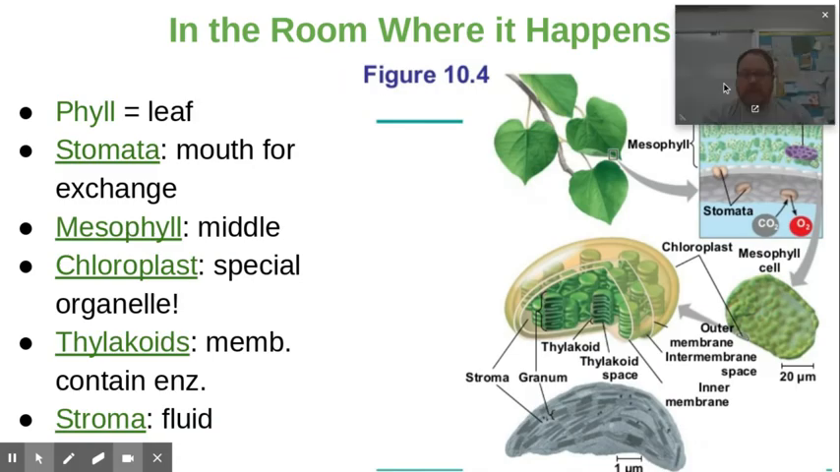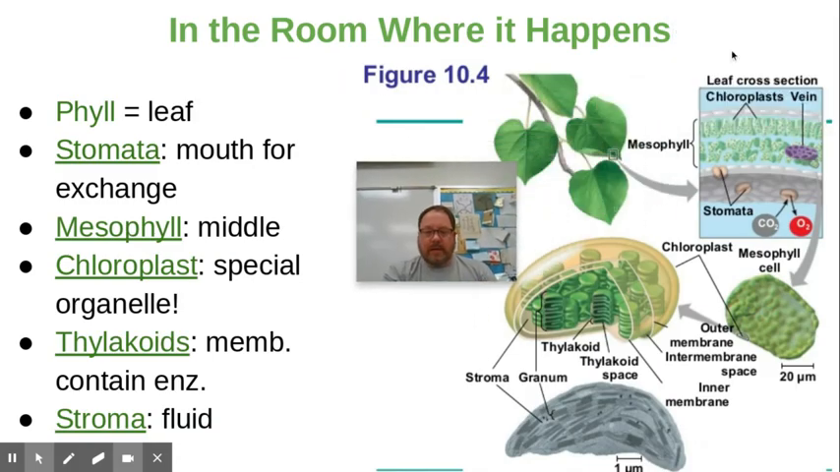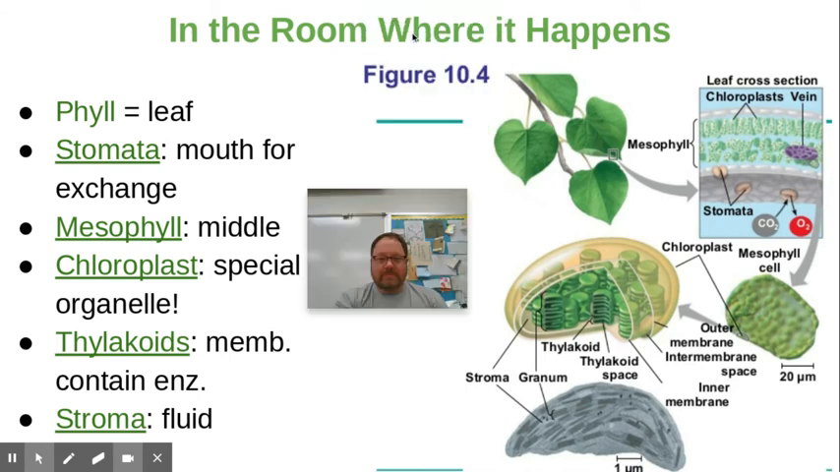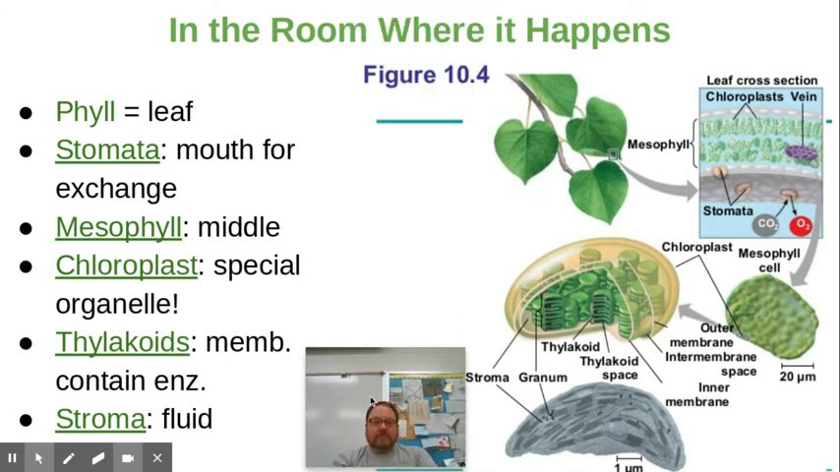All right, so now let's talk a little bit about leaf structure. So the term phyll means leaf. So we'll see phyll used frequently throughout this chapter. So looking at a leaf, on the underside of the leaf here, it looks like little mouths. These are called stomata.